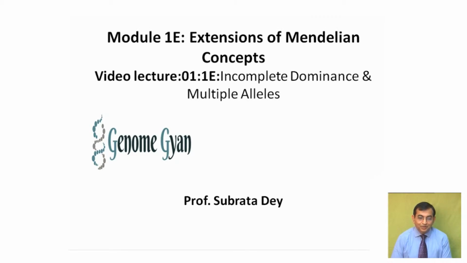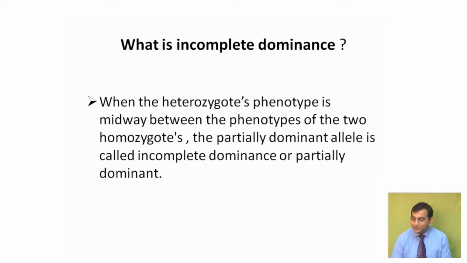In this module, I will discuss extensions of Mendelian concept, incomplete dominance and multiple alleles. What is incomplete dominance? When the heterozygous phenotype is midway between the phenotypes of the two homozygotes, the partially dominant allele is called incomplete dominance or partially dominant.